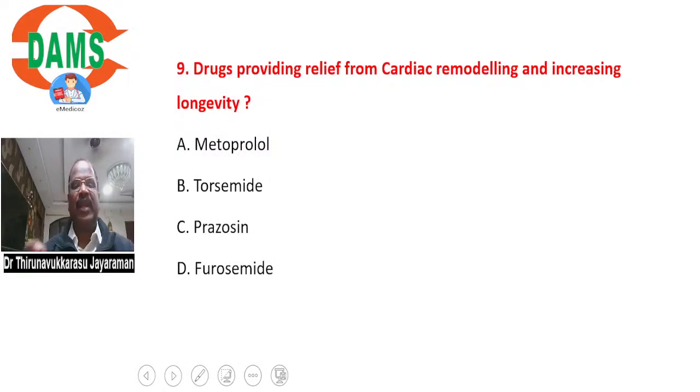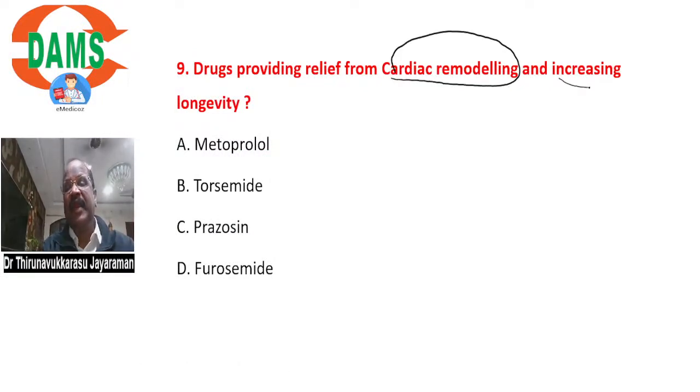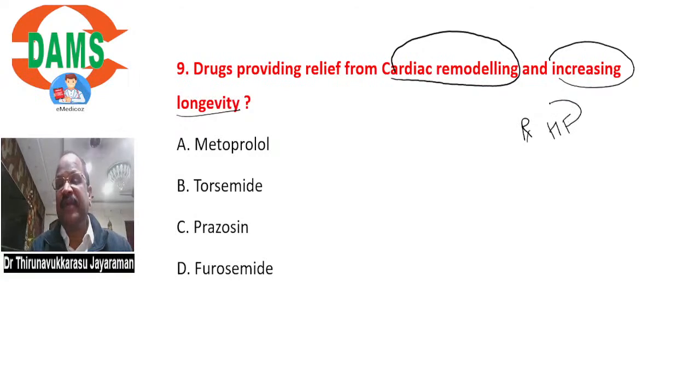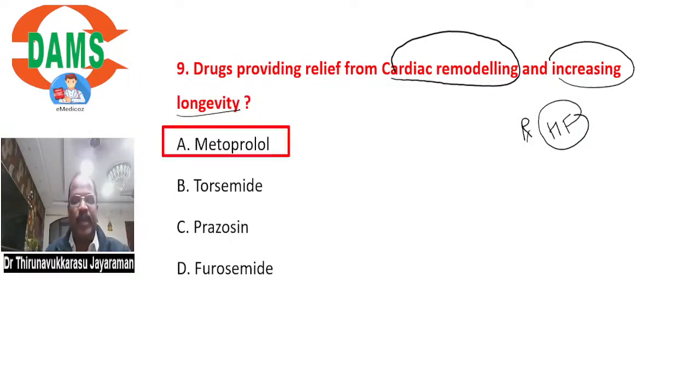Drug providing relief from cardiac remodeling and increasing the longevity of life. Options: metoprolol, torsemide, prazosin, furosemide. For treating heart failure, we have some drugs useful only for symptom relief, and some drugs that modify the heart disease. They call them disease modifying drugs. Now what is the answer here? The answer is metoprolol.